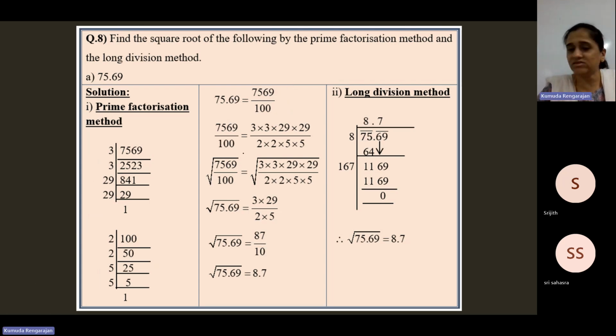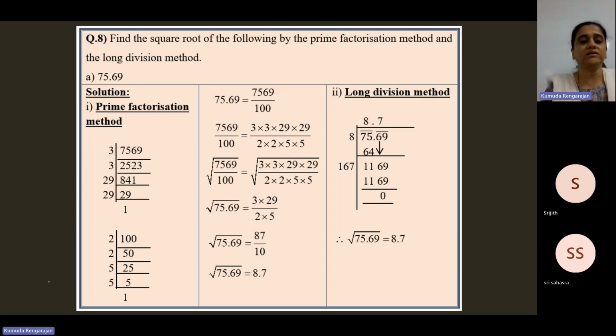Now, as you always do, take square root on both the sides. This is nothing but square root of 75.69 is equal to, from 2 3s, 1 3 comes out of the square root. From 2 29s, 1 29 out of the square root. In the denominator, from 2 2s, 1 2 out. And from 2 5s, 1 5 out of the square root. So you don't see the square root symbol here because from a pair, we've brought out one number. Now 3 into 29 is 87. 2 into 5 is 10. 87 by 10 is 8.7.